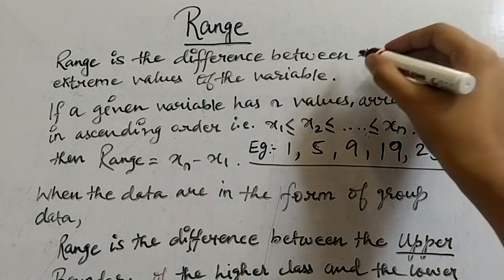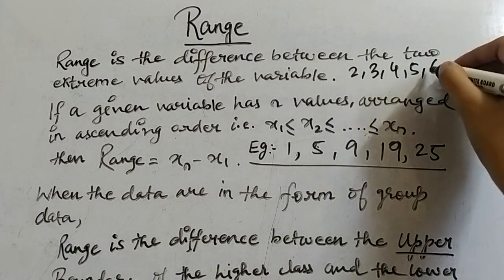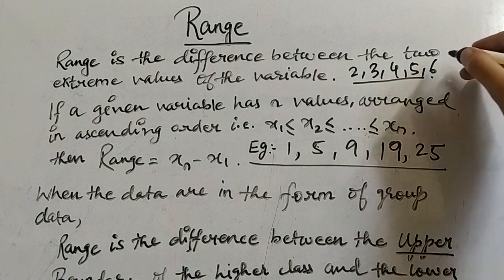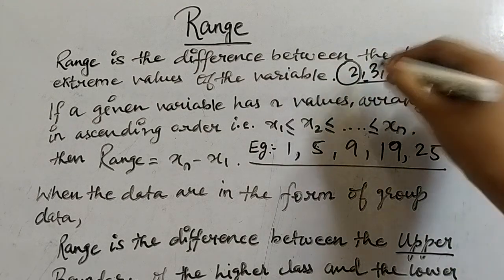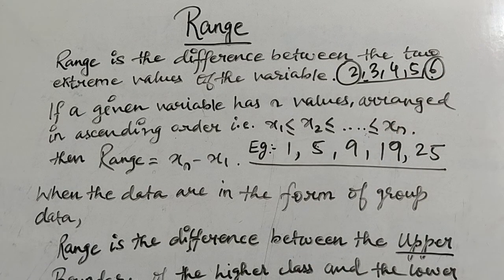Let's just suppose you have been given the data 2, 3, 4, 5, 6. What is the range of this data set? 6 minus 2, which is 4. So here the range would be 4. But the trick is you have to arrange the dataset in an ascending order.